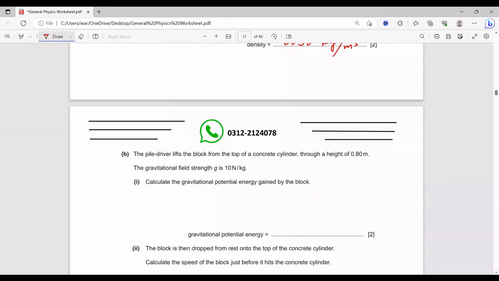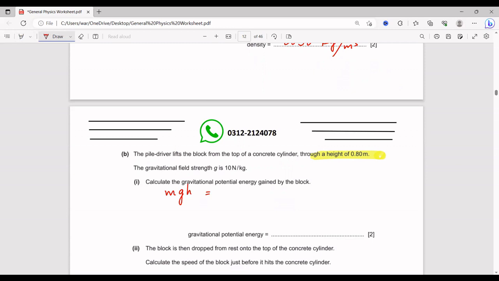Now, students, the pile driver lifts the block from the top of a concrete cylinder through a height of 0.8 meter. Okay, the block is lifted to a height of 0.8 meter. Then it is released and the block hits the surface of the concrete cylinder, applying force and causing pressure, so the cylinder penetrates into the ground. Calculate the gravitational potential energy gained by the block. So you have to use mgh.